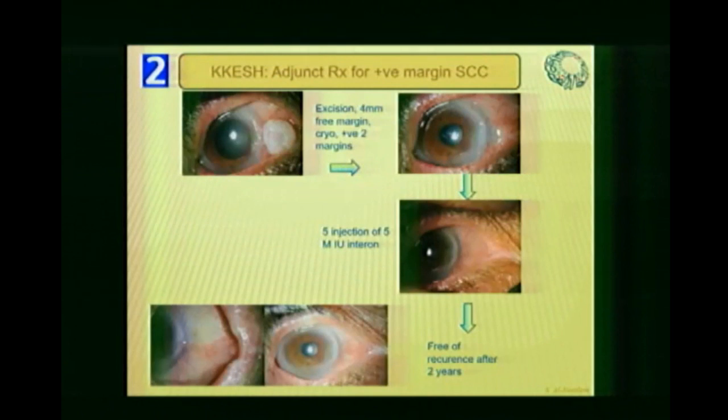Another patient had a nodular mass, it's large, and it's involving the punctum. There's no way that you can guarantee a free margin, so the excision was done, but a free margin still is not possible in some areas, especially inferiorly and nasally. And the pathology report came back with squamous cell carcinoma, and this is the appearance. And then the patient was subjected to an injection of interferon. He received 5 injections, and this is the appearance after, just to avoid a recurrence. And the patient was free of recurrence after 2 years.